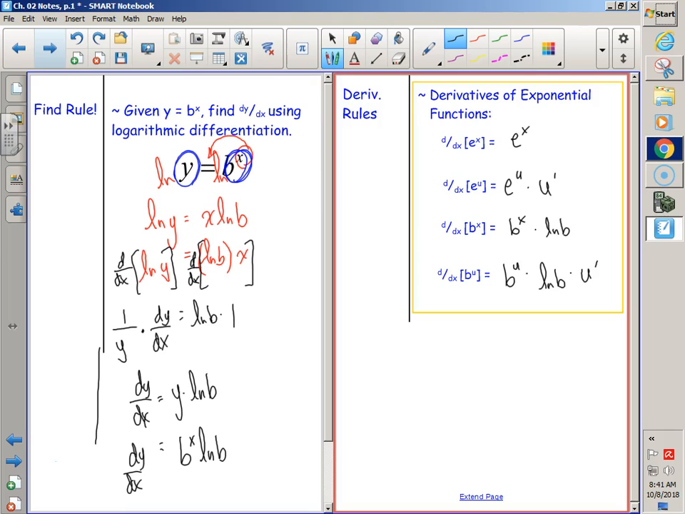But here's the idea. Anytime you have a base other than e for ln's or for e to the x's, the rules are exactly the same. They just need this little extra limb in there. Derivative of e to the x is e to the x. Derivative of b to the x is b to the x, ln the b. Derivative of e to the u is e to the u times u prime. Derivative of b to the u is b to the u times ln the b times u prime. Forever number 15.